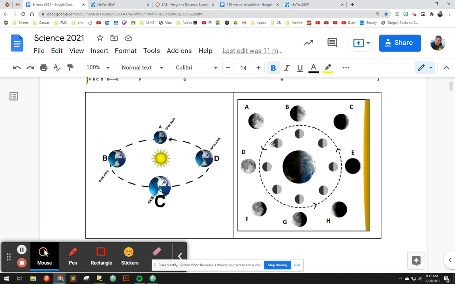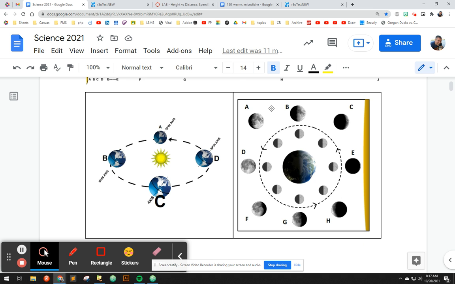Moving right along, notice the arrows go this way, by the way. I just assume that you know that. From the full moon to the gibbous here, that would be a waning gibbous because it's getting smaller. The lighted side is getting smaller, and then you have the quarter moon, and then the waning crescent. So waning gibbous, waning crescent. So those are the kinds of terms that you need to know.